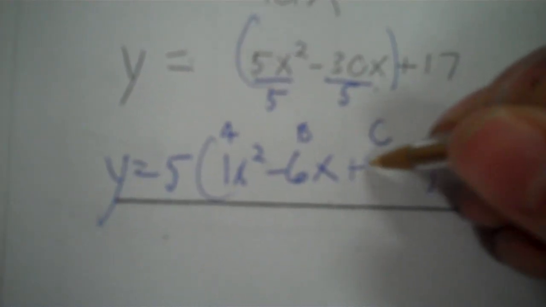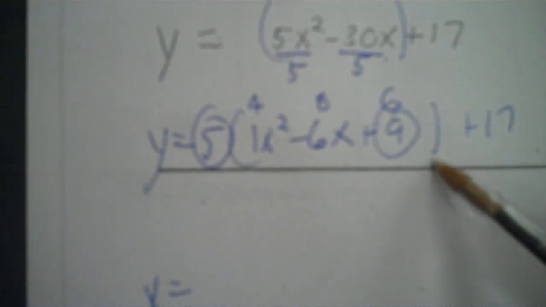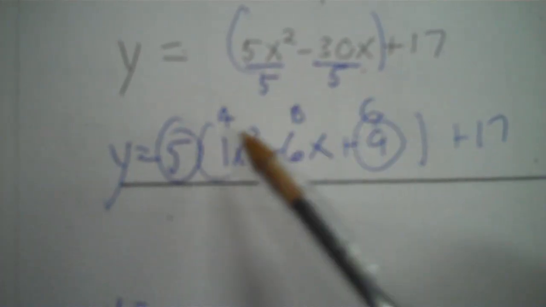Well, B is negative 6. Negative 6 divided by 2 is negative 3 to the second, so it's going to be negative 3 times negative 3, and that's 9. That's always going to be positive. Now, circle the C, and if there's an outside number, circle that. To find the number you need to add to the other side, you don't just add 9. You need to multiply 9 by 5.